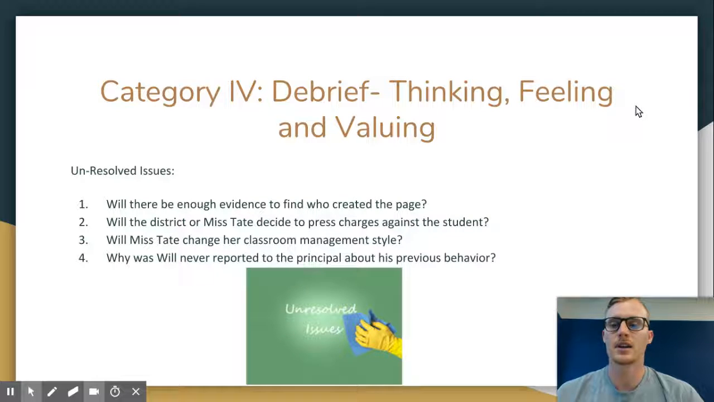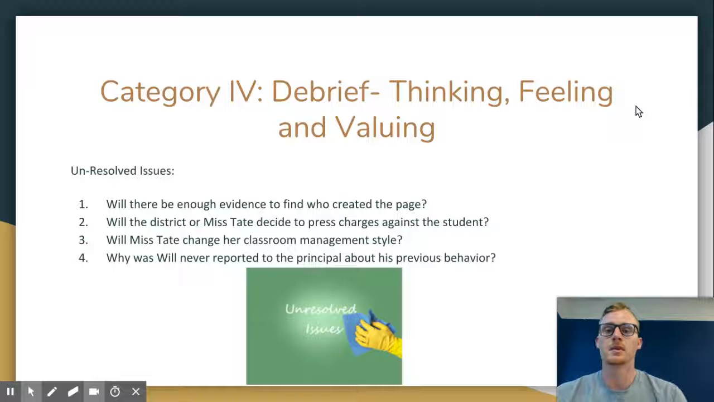Some unresolved issues that I have is, 1, will there be enough evidence to find who created the page? Will the district or Ms. Tate decide to press charges against the student in question? Will Ms. Tate change her classroom management style? I think that's key here. And why was Will never reported to the principal about his previous behavior?